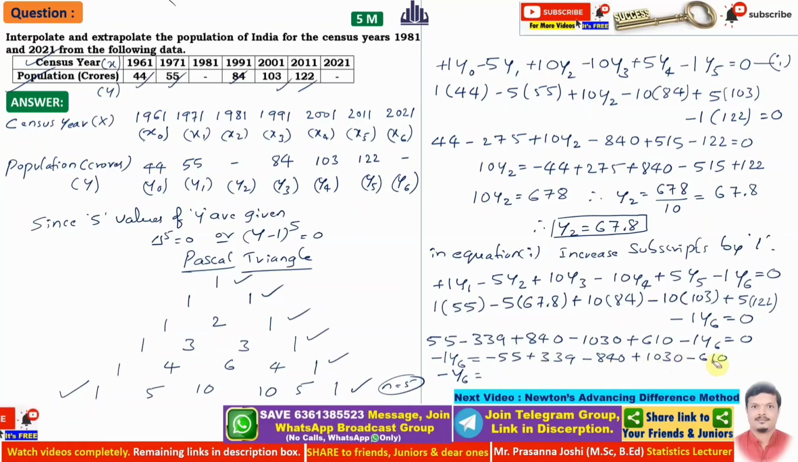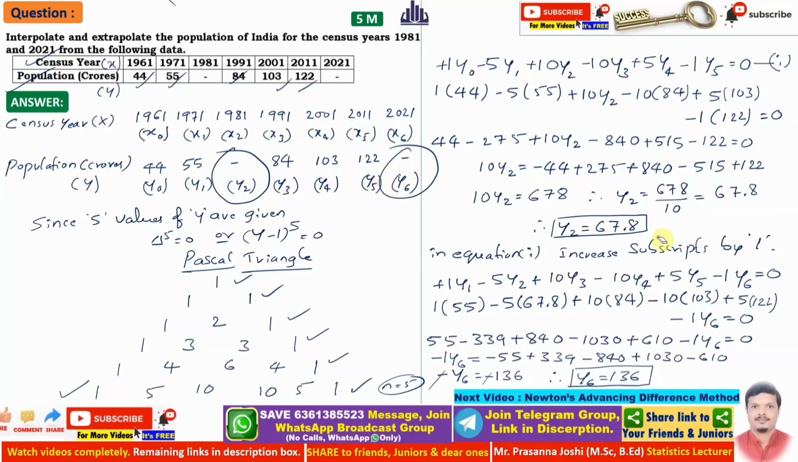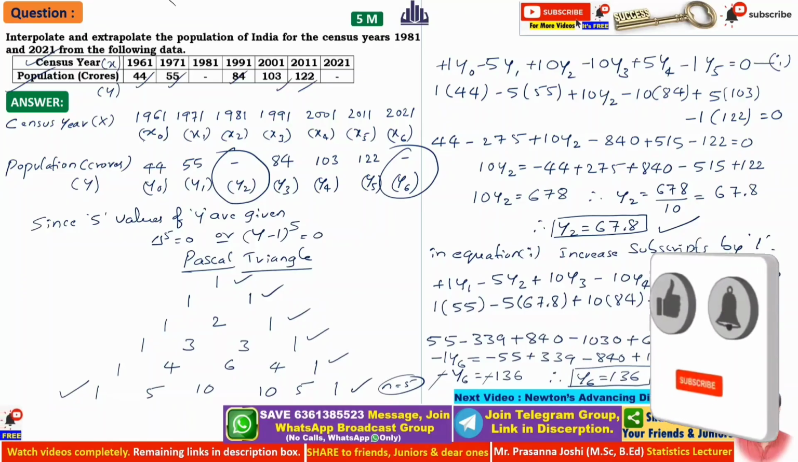Perform this particular calculation in the calculator. Again I am telling you, start with a plus 1, it will be much easier for you. So plus 339 minus 55 minus 840 plus 1030 minus 610. It becomes minus 136. This minus and minus will get cancelled. Therefore, y6 is equal to 136. We wanted to calculate y2 and y6. We have calculated now y2 to be 67.8 and y6 to be 136. Hope you have understood, students.